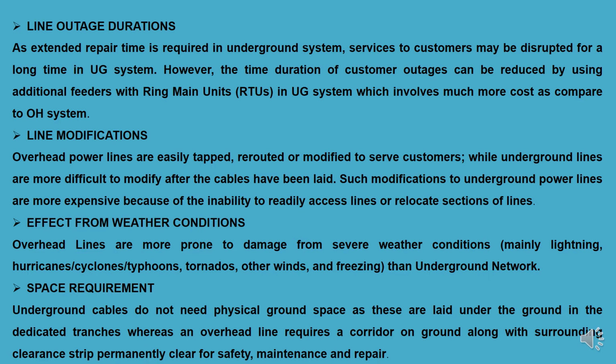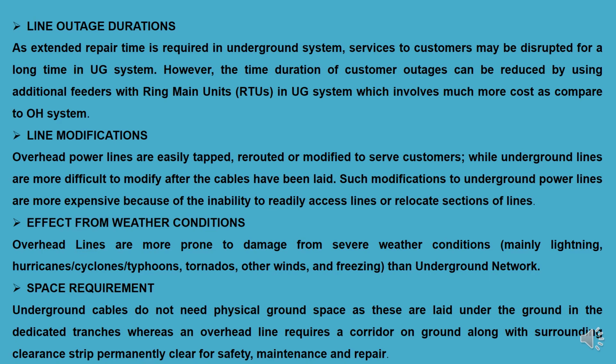If it is hurricanes or cyclones or typhoons or tornadoes and other winds and freezing, the overhead lines are affected, unlike the underground system. Space requirements. Underground cables do not need physical ground space, as these are laid underground in dedicated trenches, whereas overhead lines require corridors on the ground along with a surrounding clearance strip, permanently clear for safety, maintenance and repair, right? So the underground network system requires less space as compared to the overhead network system, right?